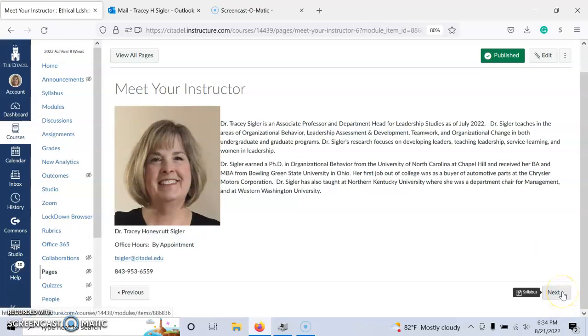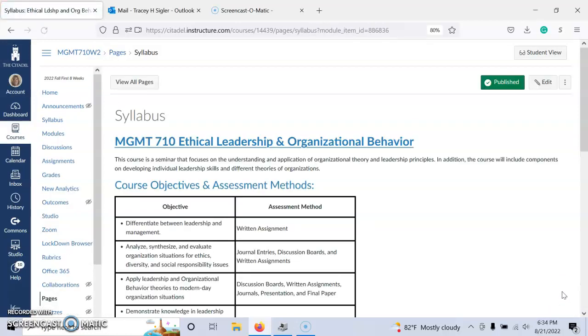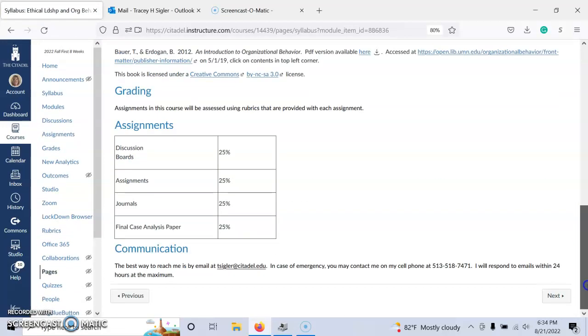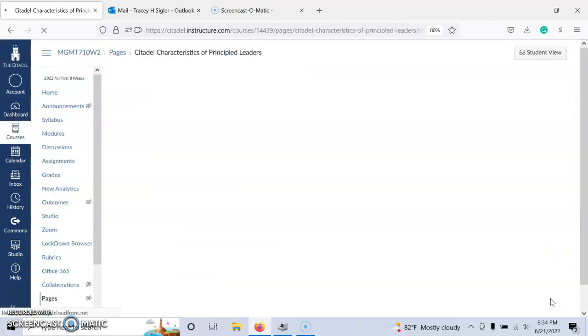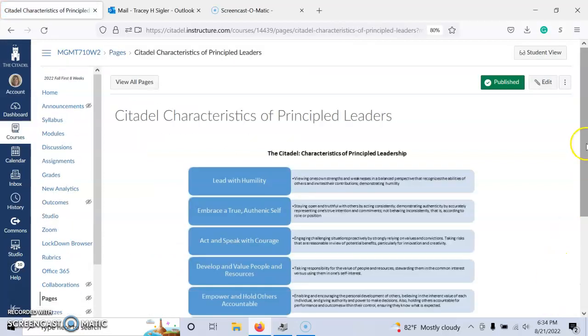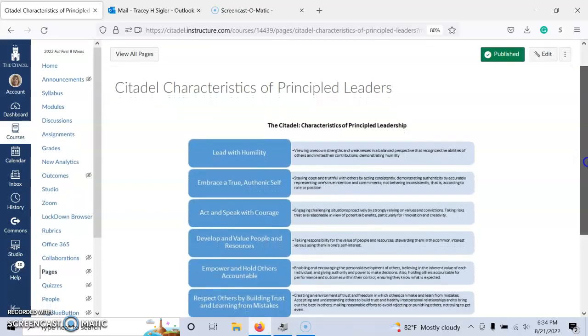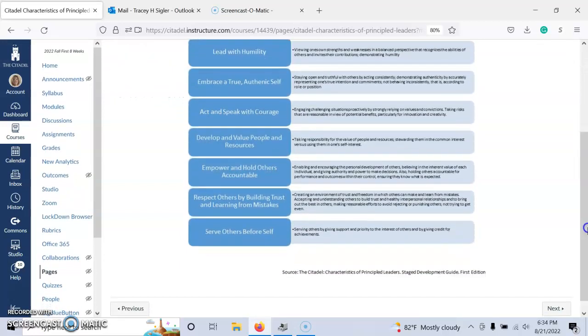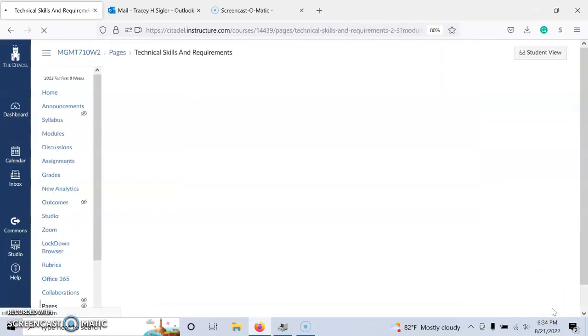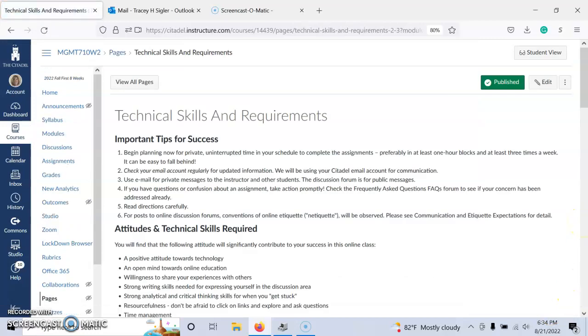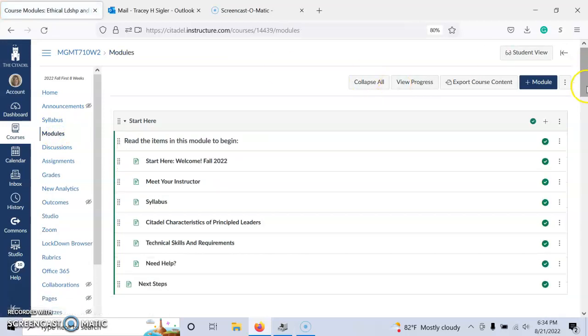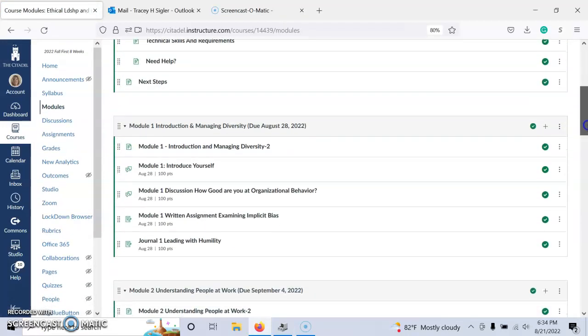We are online, so I'm happy to meet with you on Zoom. Hopefully my camera will work by then. There's one copy of the syllabus, and then there's another on the left side. We'll be talking about the Citadel characteristics of principled leaders. Here's a summary. Again, this is in the initial module, and then some information about the technology that you need to do an online class, which I assume you've been through before.